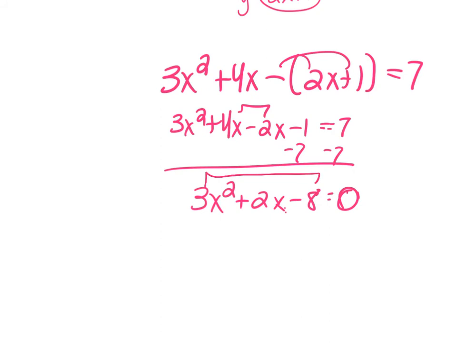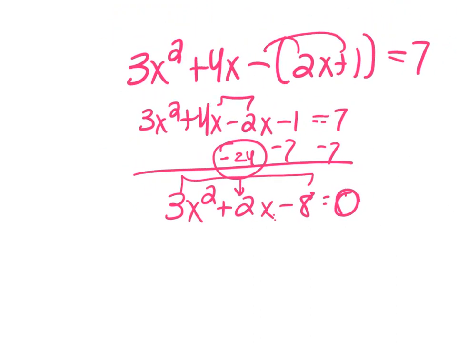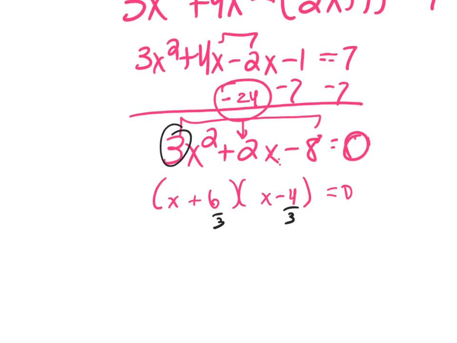3 times negative 8 is negative 24. So what are the factors of negative 24 that multiply to give me negative 24, but add to give me a positive 2? So that's going to be x plus 6 and x minus 4. I have to remember, a is not 1. So we have to divide out that a term. So x plus 2 and 3x minus 4 equals 0.